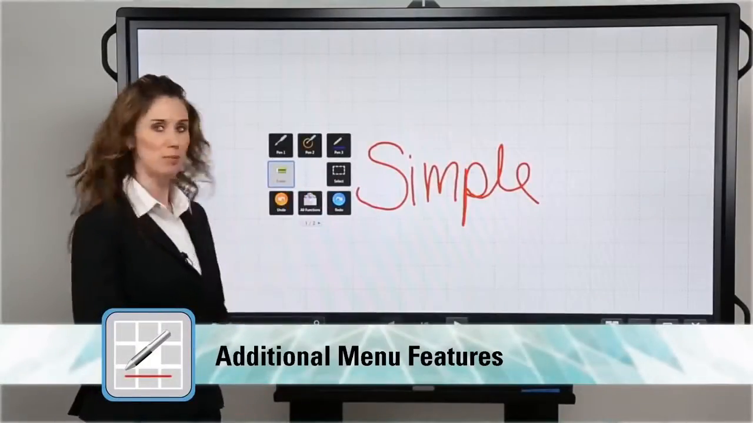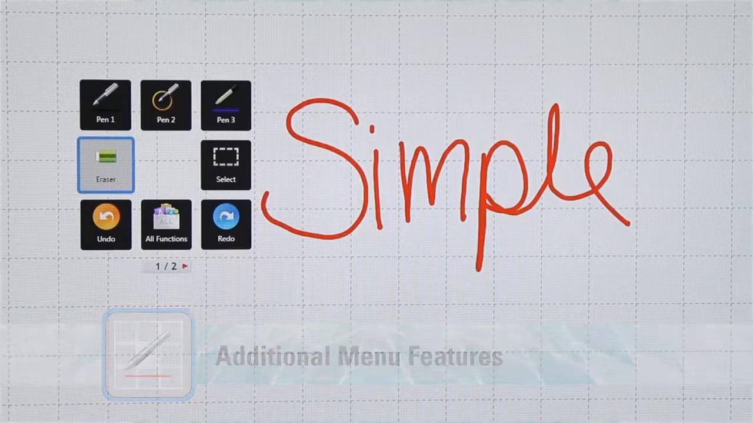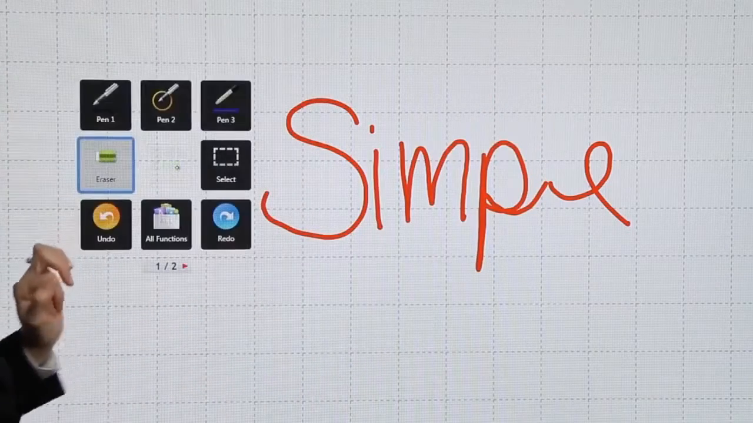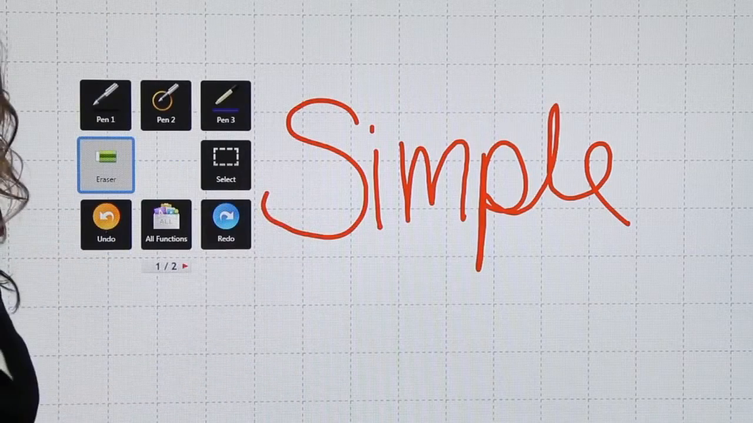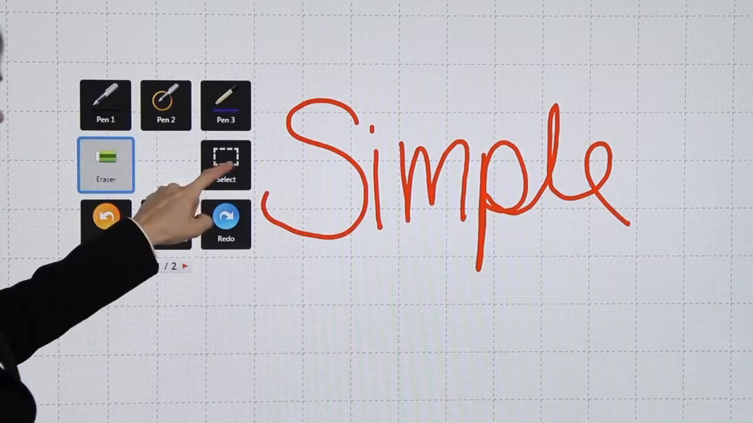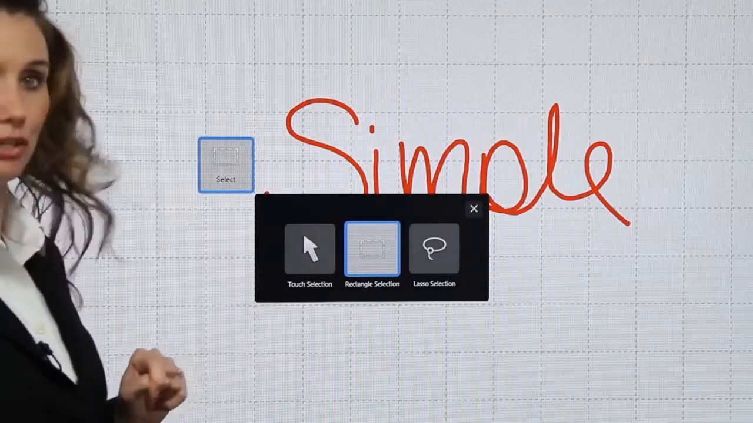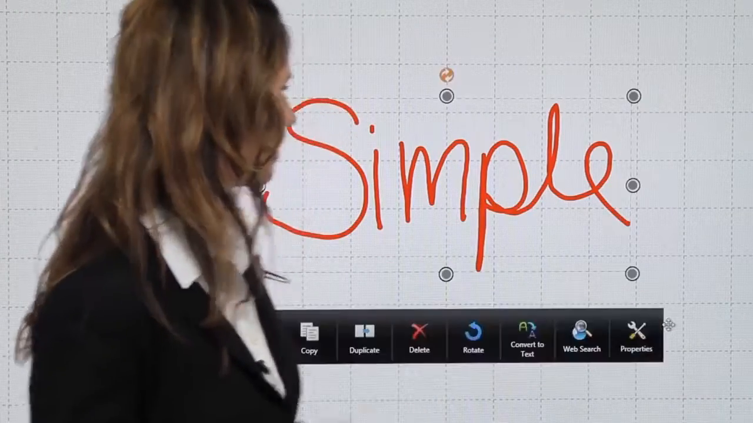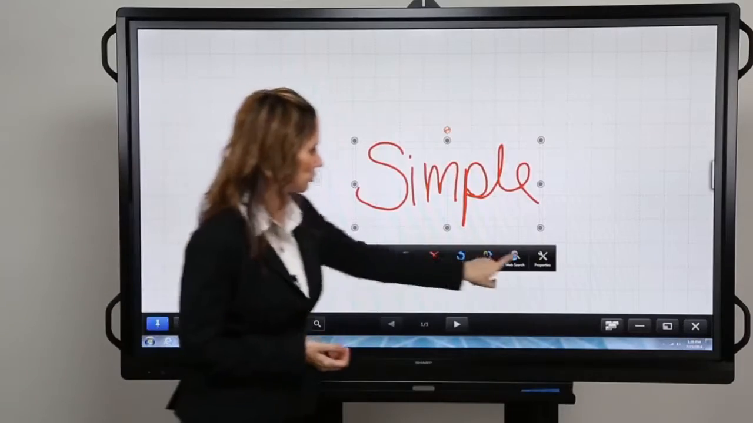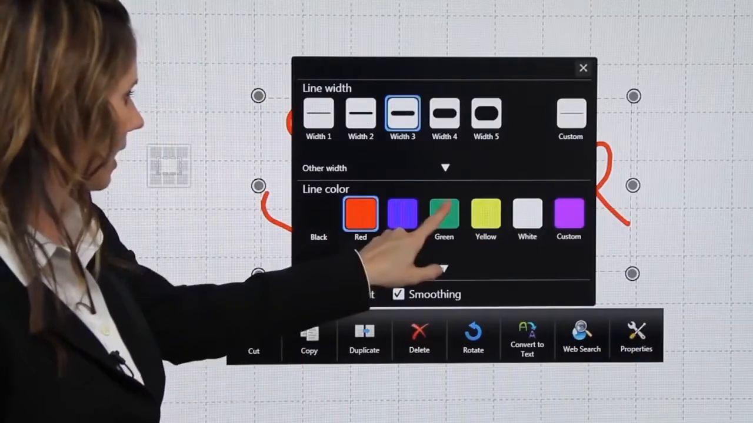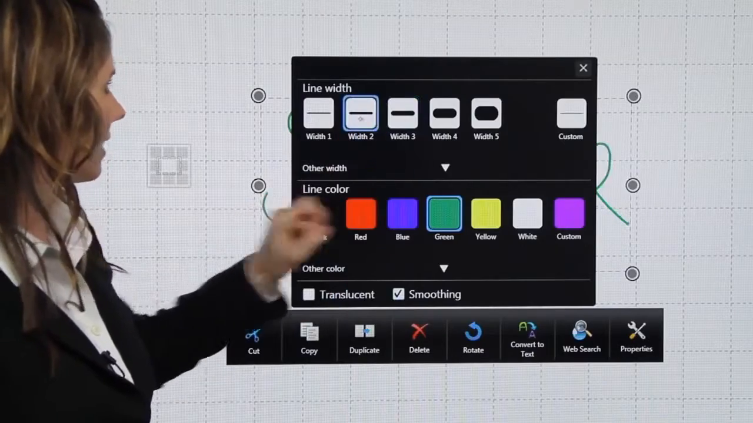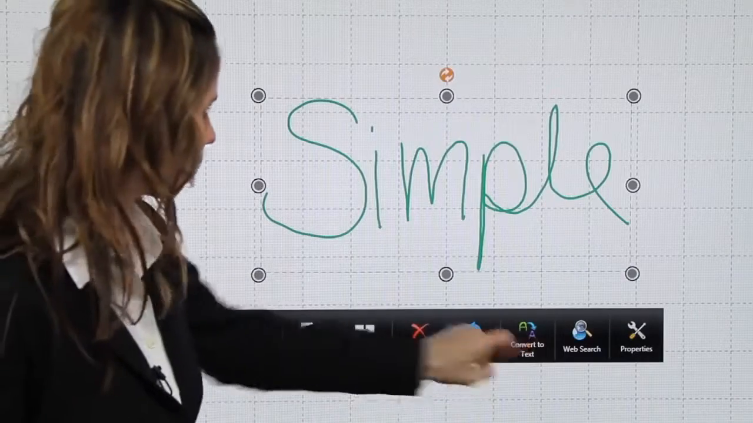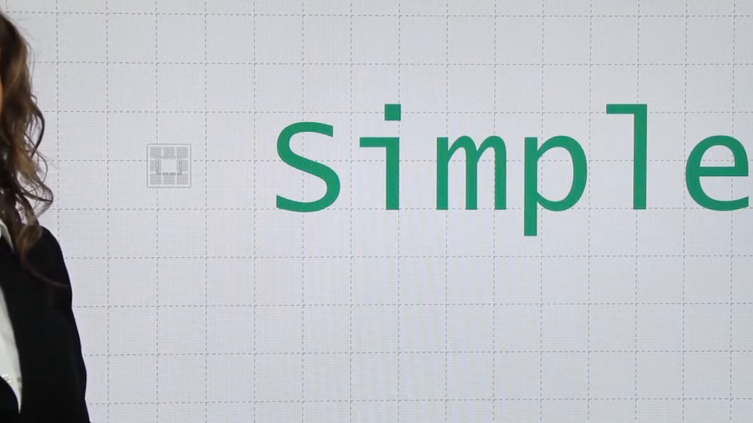Once I have information on my presentation, I can use some of the other functions on the menu. I can erase anything. If I were to erase too much, I could use the undo or redo tools to correct my mistake. I can also use the select tool. I'm going to select the rectangle select tool, and I can select and put a box around my information. This allows me to change the properties of my text. I can change the color and even the thickness. I could even change my handwriting and convert it directly into formatted text.